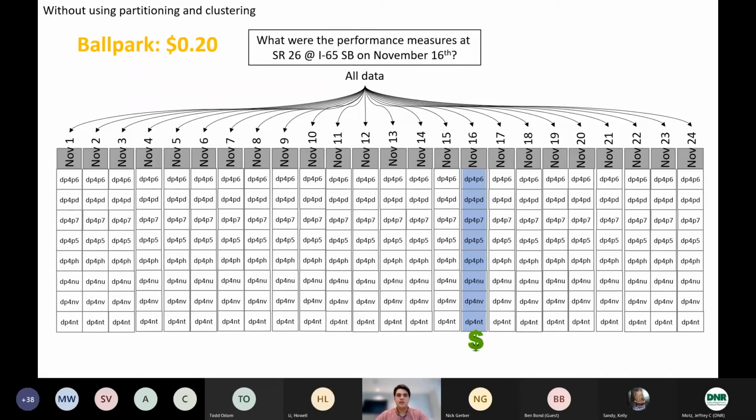And this gets this example query down to about 20 cents, which is a lot better, 99.7% cheaper, but still a little bit on the pricey side if you're going to be making heavy use of the data.